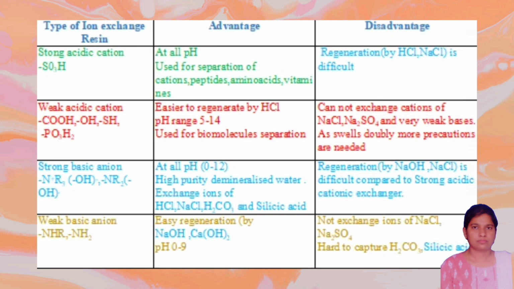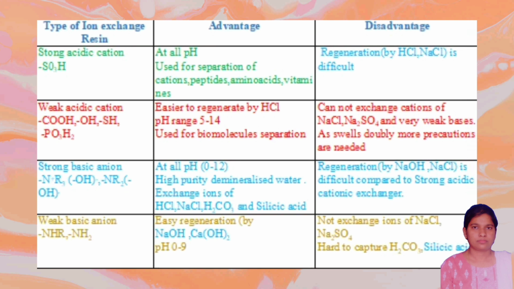Advantages and disadvantages of ion exchange resins. Ion exchange resin can be regenerated due to their exchangeable ability of counter ions. Strongly acidic cation exchange resins containing SO3H functional group are regenerated by HCl and NaCl, but high concentrations are needed. These can be used at all pH levels. Weakly acidic cation exchange resins containing COOH functional group can be regenerated easily by using HCl. These can be used at pH 5 to 14.